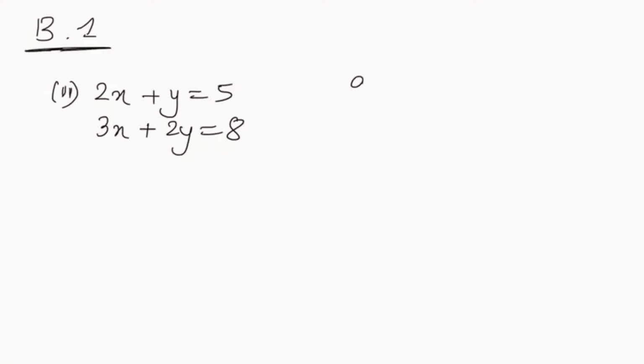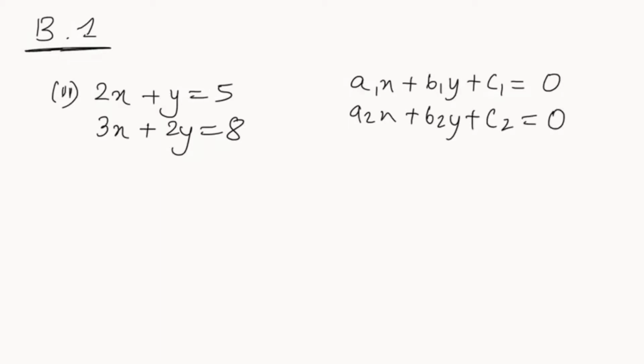The general equation is a1x plus b1y plus c1 equals 0, a2x plus b2y plus c2 equals 0. So before we assign these equations as equations 1 and 2, we have to shift this 5 and 8 to the left hand side, because we have to get 0 on the right hand side in order for us to compare. Okay, so let's rewrite this.